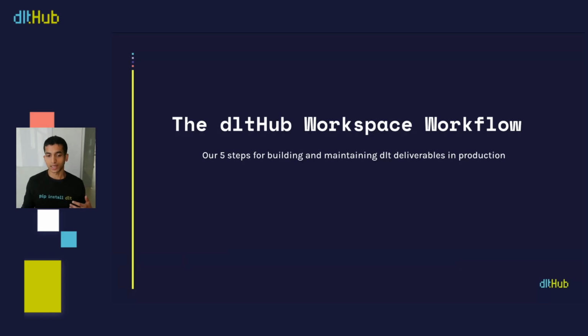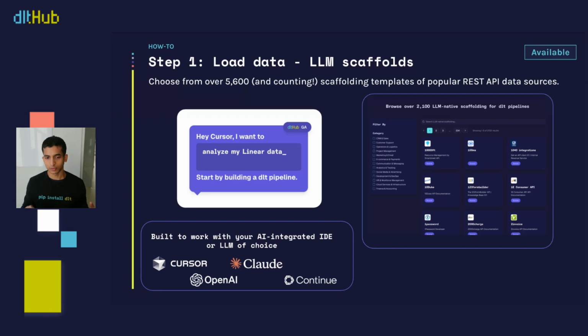This workflow comprises 5 steps, but in this demo, I'll mainly be focusing on the first 3. So let's go over them very quickly. First, of course, is loading the data. The dltHub Workspace provides thousands of LLM scaffolds that contain templates that you can use to ingest data from the REST API source of your choice. And they're designed to work with AI integrated IDEs, such as Cursor and Continue.